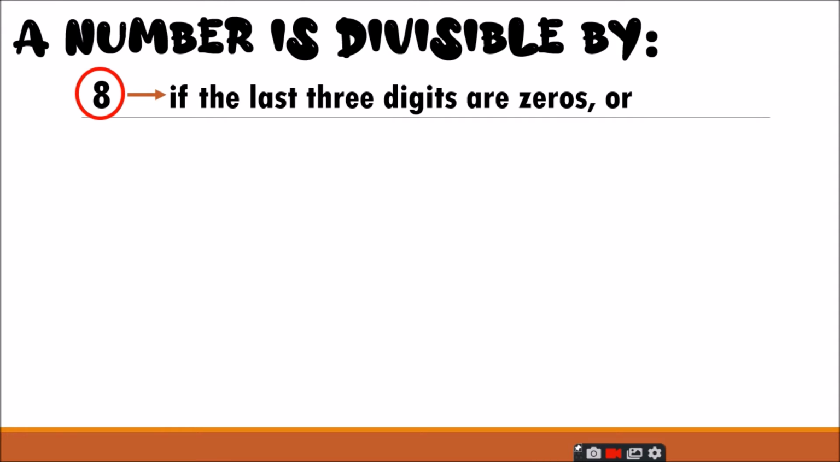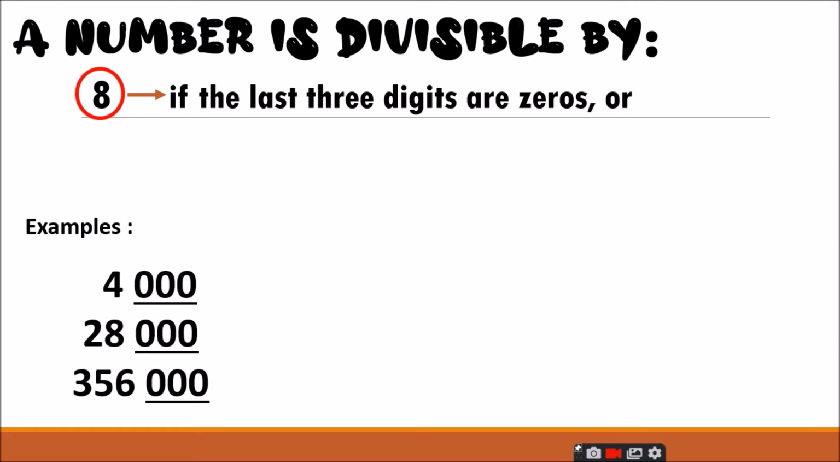Okay, now let's move on, my dear students, to the next divisibility rule. So a number is divisible by 8 if the last three digits are zeros. So let's look at the examples. 4,000, 28,000, 356,000. Looking at the numbers, the last three digits are 0. So we can say that these numbers are divisible by 8.